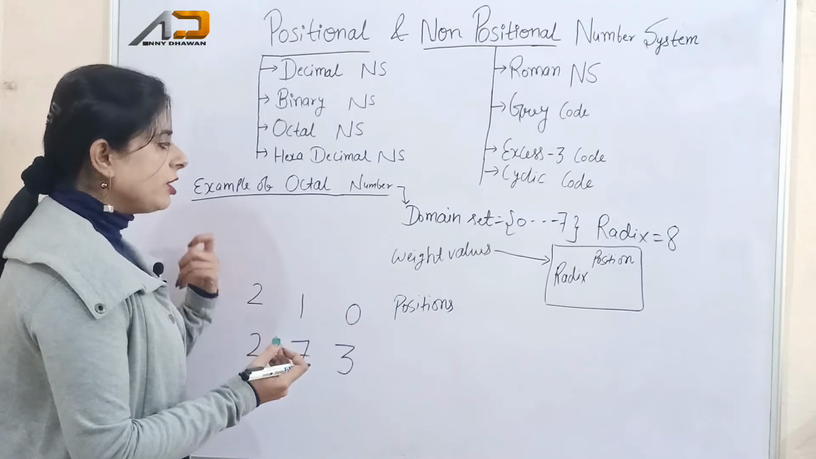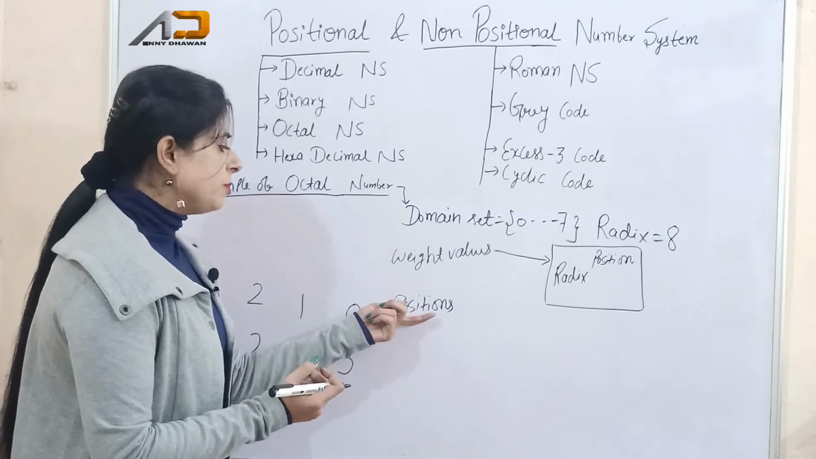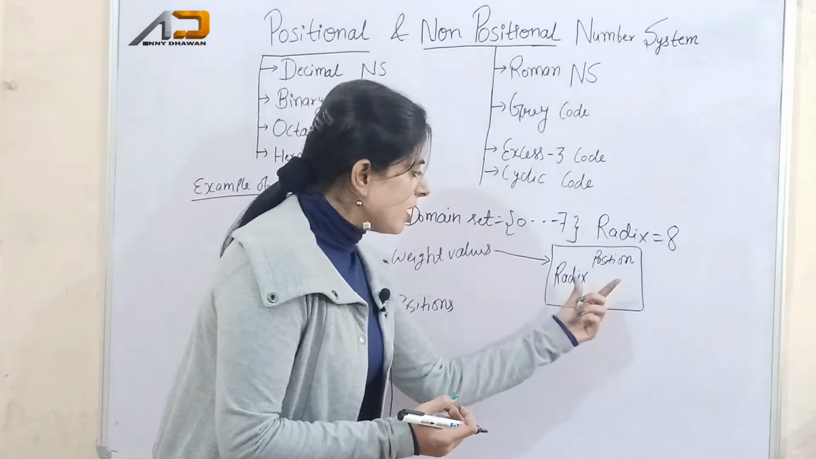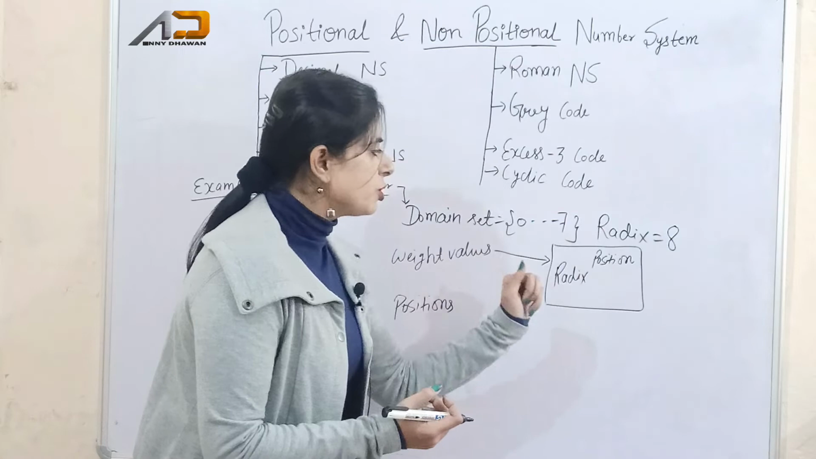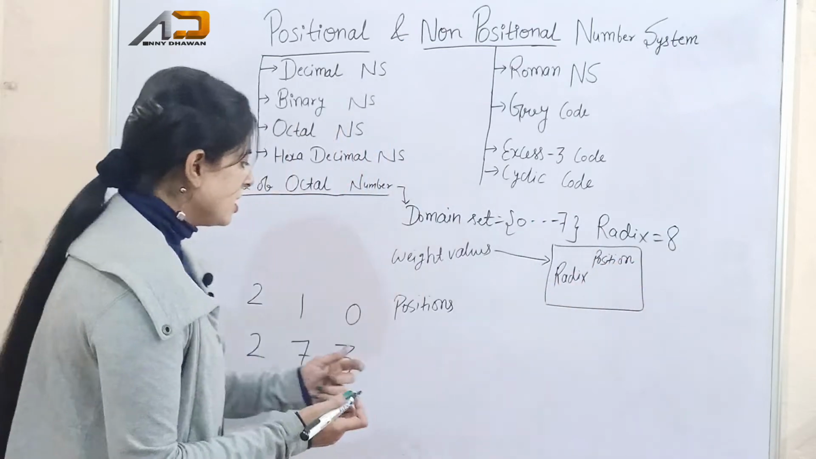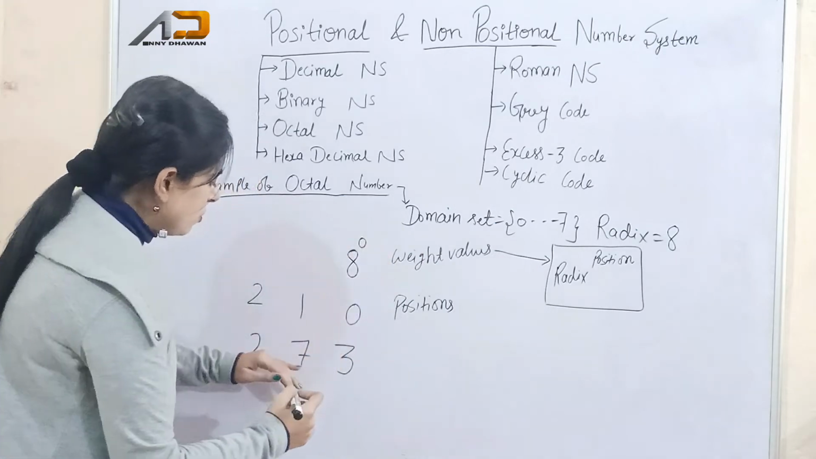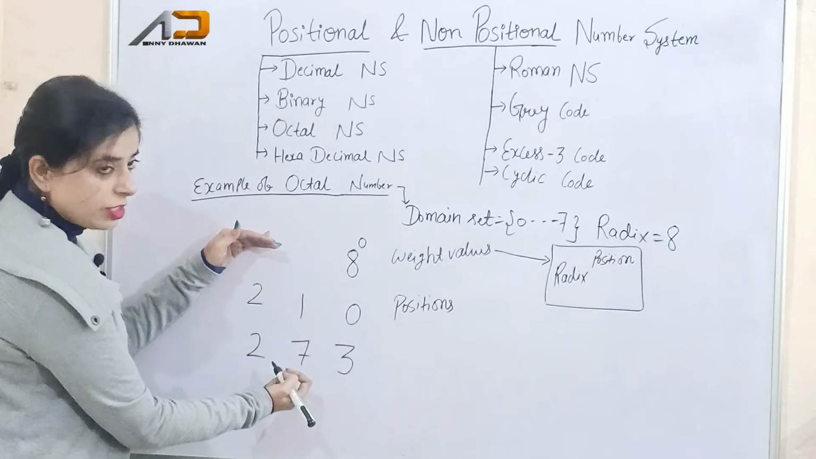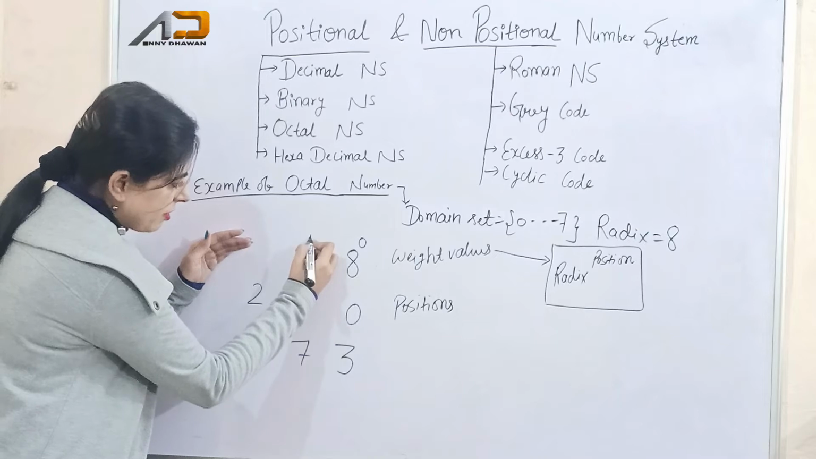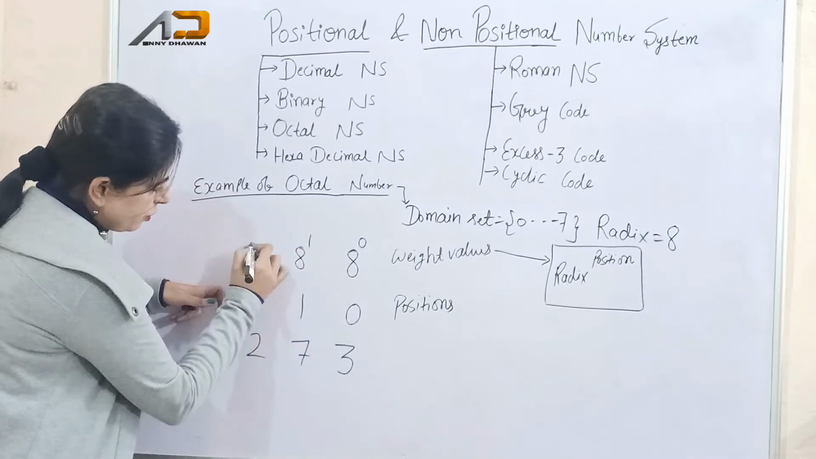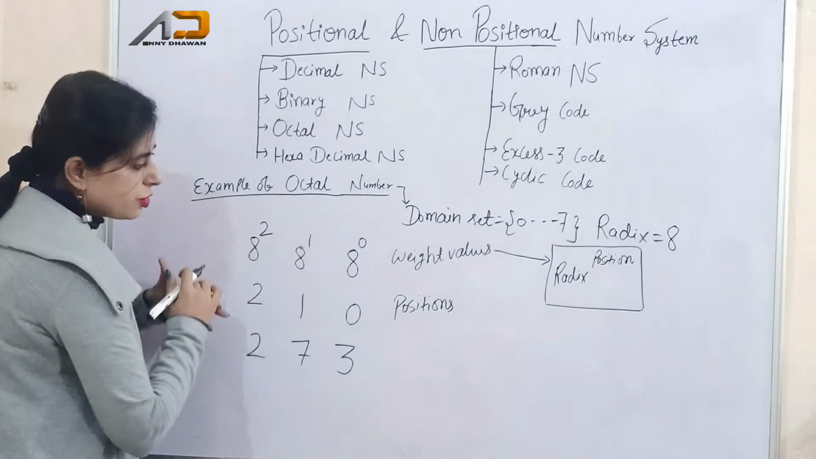Now find the corresponding weight value of each of the positions here. And how can you find the weight value of each of the positions? You can find the weight value by using this formula, that is radix raised to the power position. What is the radix here? 8. Now the weight value would be 8 raised to the power 0. For this position, the weight value would be 8 raised to the power 1, and for this position, the weight value would be 8 raised to the power 2.